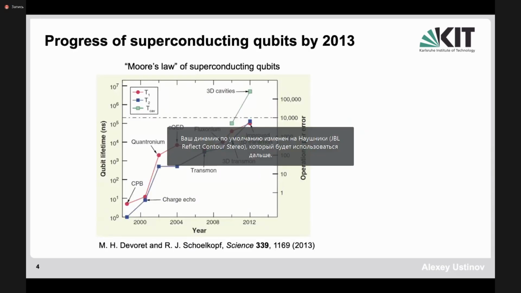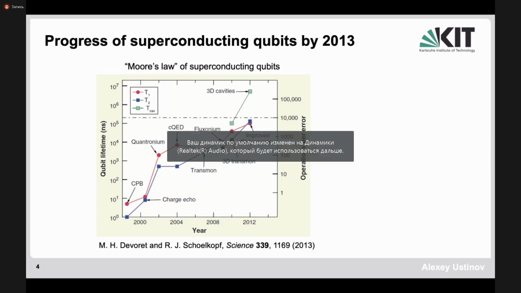Back into the history of superconducting qubits, in this plot, which actually is almost 10 years old, you see that in the first roughly 15 years, since the demonstration of the first superconducting qubit, the qubit lifetime, which means T1 time, the relaxation time from the excited state to the ground state, has been growing very rapidly.